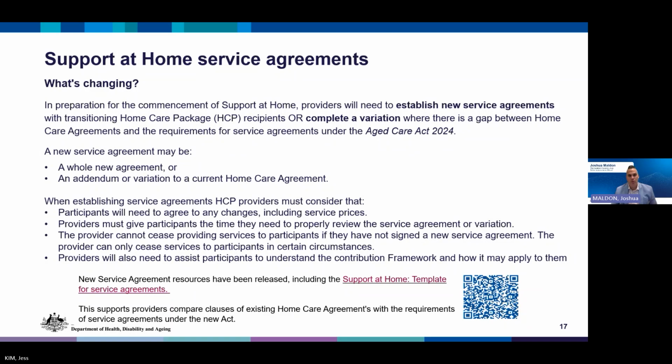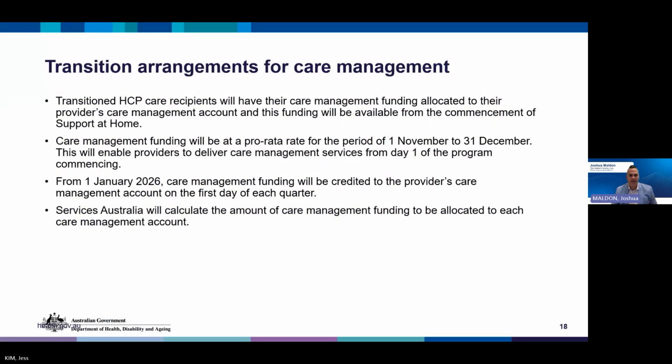So I did want to provide a little bit more information too on care management. So if we jump through to the next slide, again, this is a pretty topical one. So transition arrangements will be in place for the quarterly budgets and care management funds to enable that commencement from the 1st of November. As you guys are probably aware, support at home participants currently receiving ongoing services have got 10% of their quarterly budget allocated to care management, and that funding is pooled within each service delivery branch, which is previously known, as you guys would also know, as the home care services under HCP.